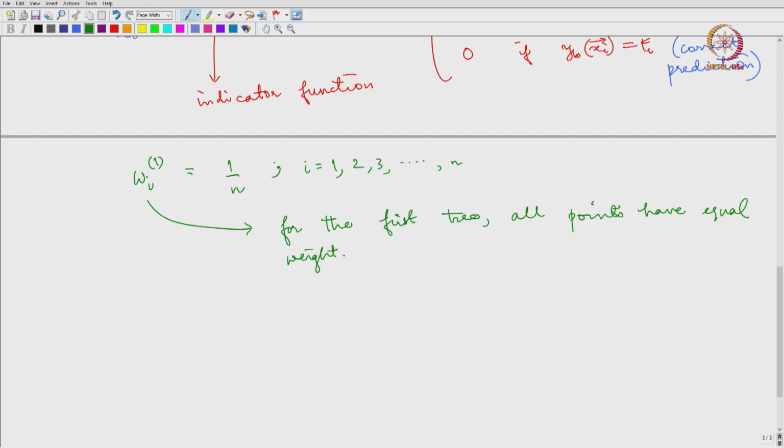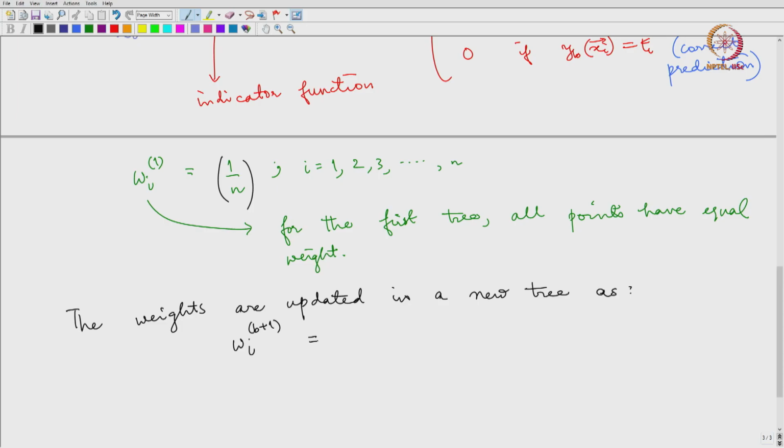And that is because, like I said, there is no reason to suspect that any given point will be predicted incorrectly. But after this is where the magic of AdaBoost starts, that as you go to further and further trees, you try to increase the weight for those points that are incorrectly predicted. So, how is that done? This is done as follows. The weights are updated in a new tree using the following equation. So, Wi, weight of the ith point in the b plus 1th tree is the previous weight multiplied by the exponential of alpha b, the weight of the tree, times the loss function.